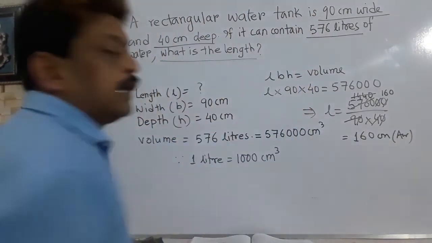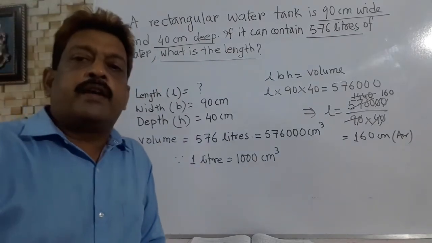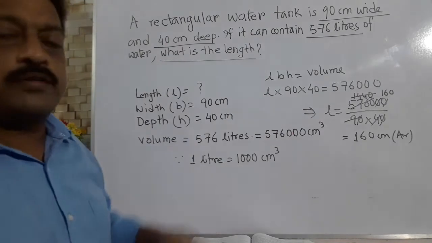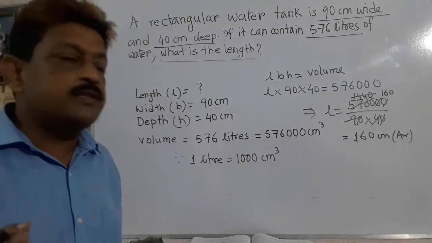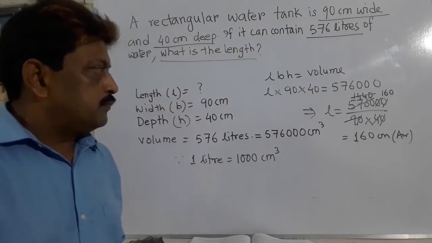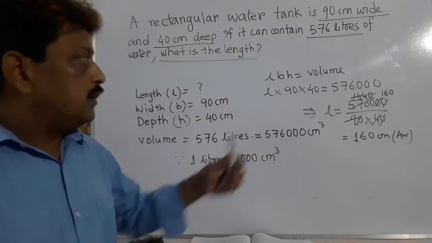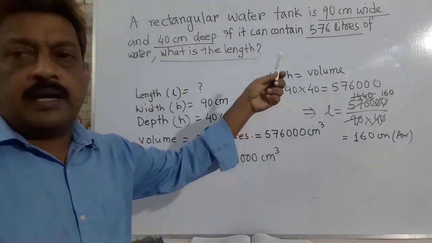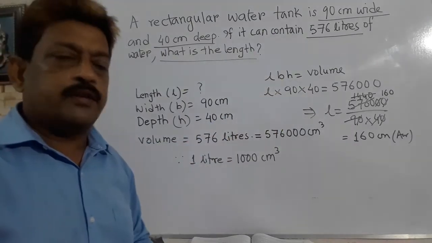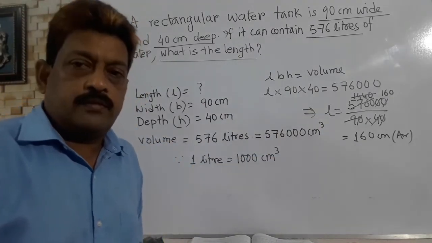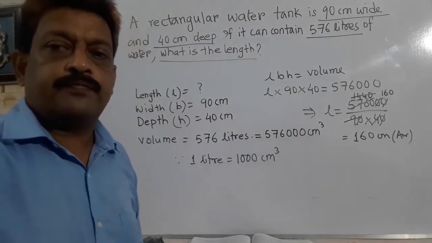That is, the length of the tank is 160 centimeter. Just go through the solution, the process. You will find it very easy. Understood? Here length is not given, but the breadth, the height and the volume are given. So using the formula we can easily calculate the length. Understood? Okay.